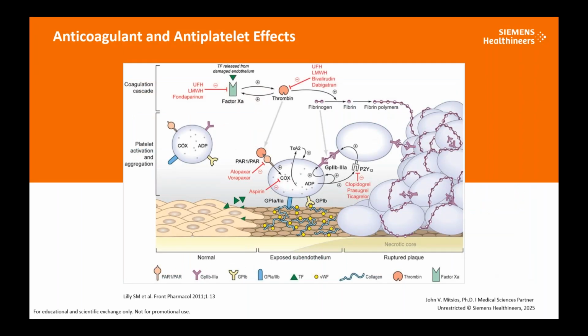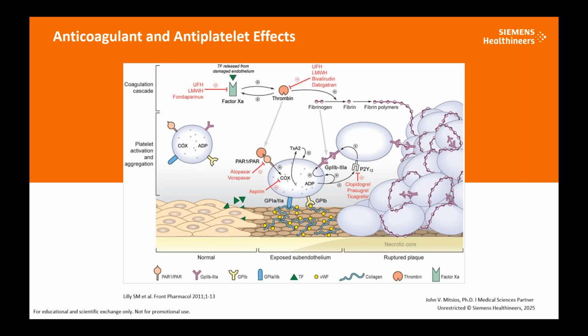So all of these systems are in place to maintain that proper balance. However, in certain situations, especially when the scales are tipped in favor of thrombosis, there's a higher risk for thrombosis. Fortunately, today we have a number of anticoagulants or antiplatelets in place that allow us to mitigate or control those adverse results associated with thrombotic events.